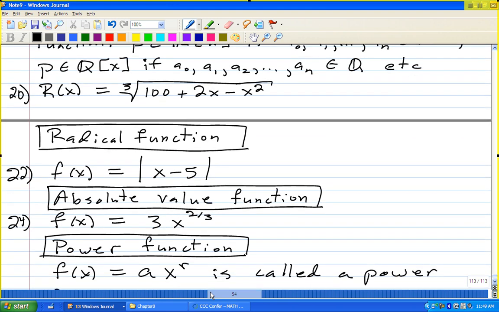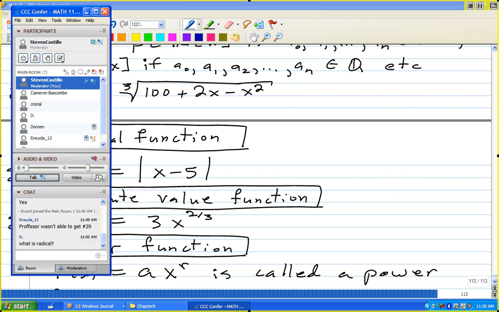So the reason we call this a radical function is because we have a cube root. And since I have a radical, it's called a radical function. And so anything with a radical involving the independent variable is called a radical function.